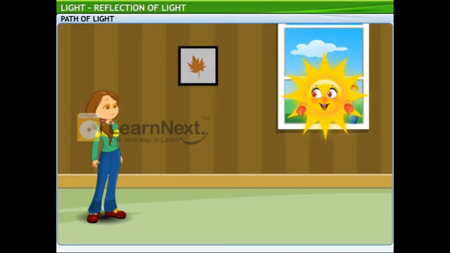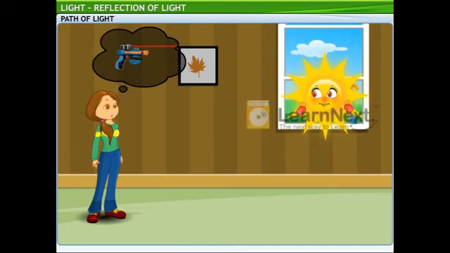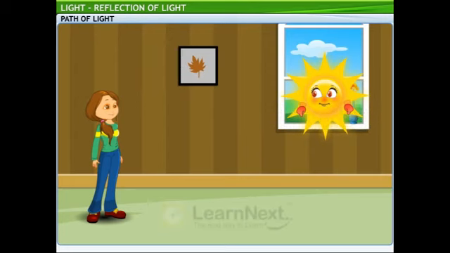Can you think of any instances where you noticed light traveling in straight lines? How about the red beam of light emitted by the laser toy gun my little brother plays with? That's a good example.